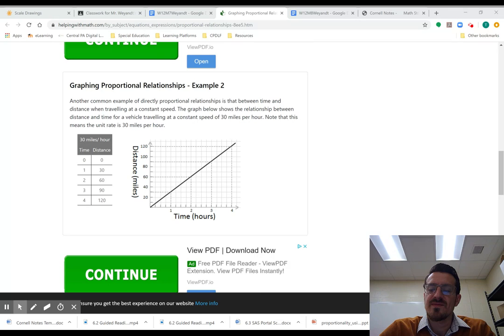Again, we've already talked about what proportions are and how to solve proportions. When we do that, it tells us if those two points have a proportional relationship, which makes the other points on that line the same thing. So if I equal these two and cross multiply, 60 times 1 is 60, 2 times 30 is also 60, so that displays a proportional relationship.